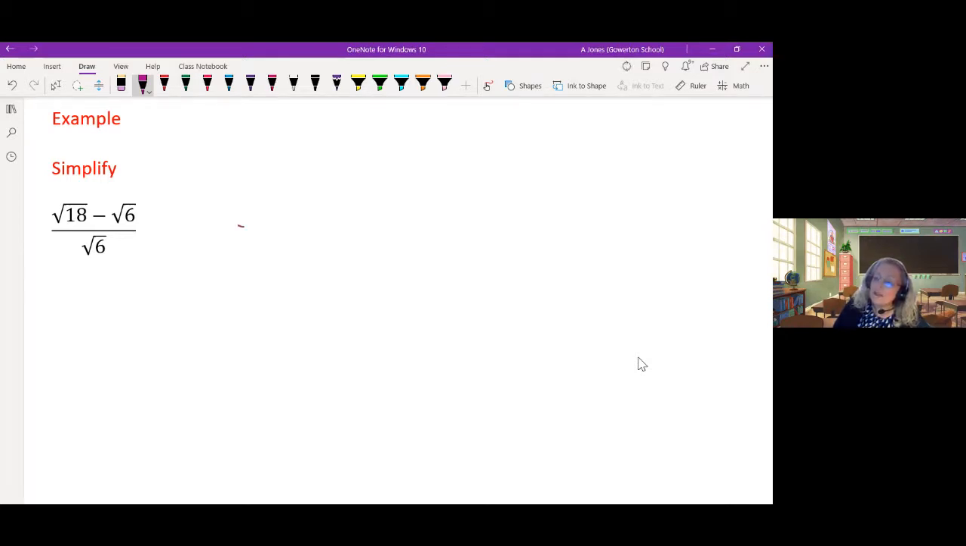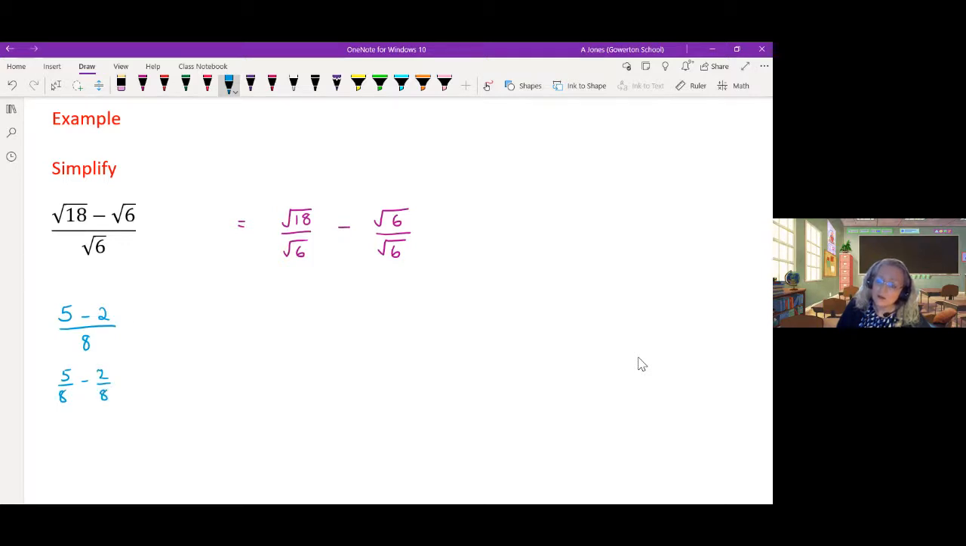So I can say that this is the same as having the root of 18 divided by the root of 6, subtract the root of 6 divided by the root of 6. The reason that I know that I can do that is because it works with fractions. So if I had something like 5 minus 2 all over 8, well, that is exactly the same as having 5/8 minus 2/8.